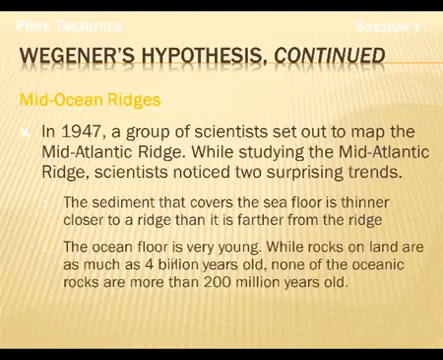The second trend that they noticed was that the ocean floor was very young. They noticed that rocks on land could be aged from anywhere from 1 to 4 billion years old, whereas none of the oceanic rocks were more than 2 million years old. And as you got closer and closer to the center of that mid-ocean ridge, the age of the rocks became younger and younger.